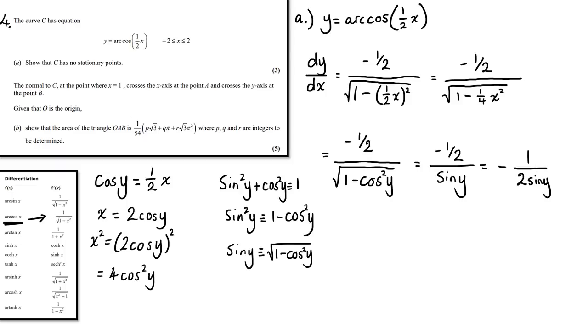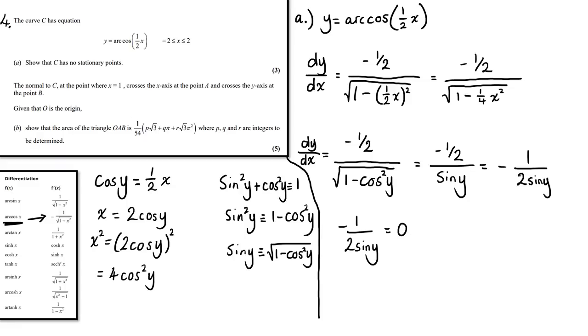Okay. Now here, we're not finished yet. We still haven't shown that this curve, C, has no stationary points. But we found dy by dx. So this is dy by dx. This looks a little bit messy. Just clear this off a little bit here. So what we need to do now is set our differential here, dy by dx, equal to 0. And if we do that, we get minus 1 over 2 sine y is equal to 0.